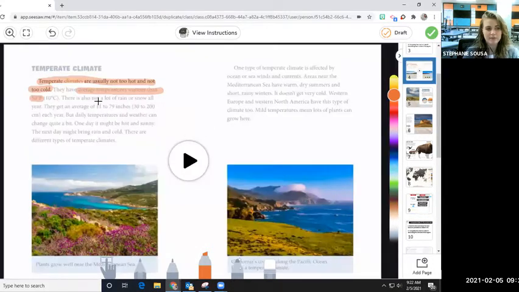Let's highlight it. And notice when I'm highlighting, I don't have to highlight the whole sentence. "There is also" isn't helpful to me. So I can just highlight that interesting fact that there's not a lot of snow or rain. You can highlight pieces of sentences as well, and just important words.